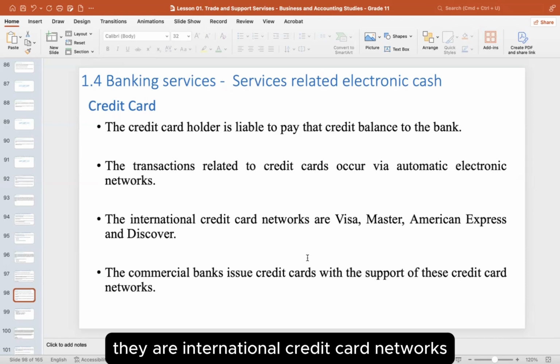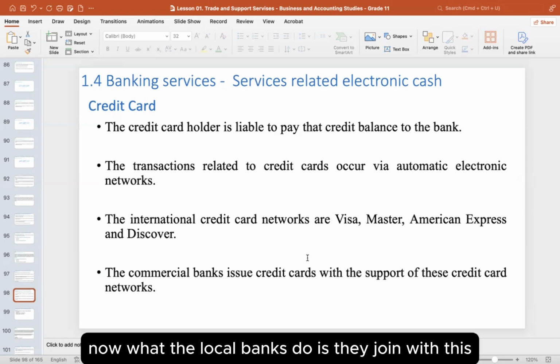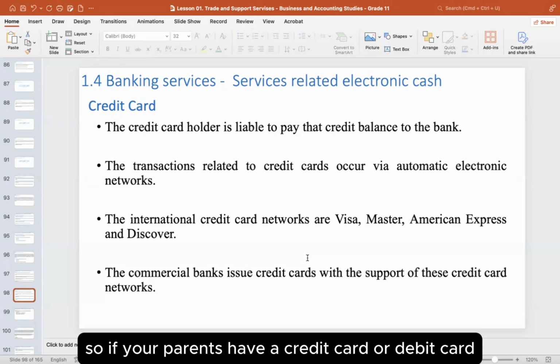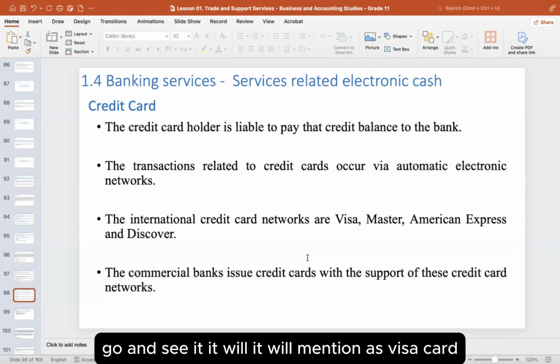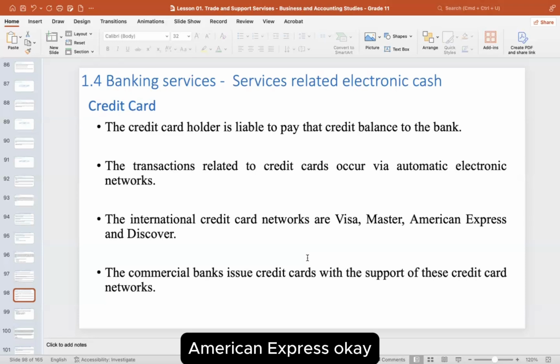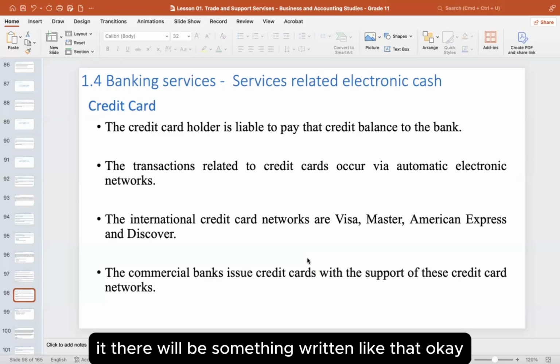There are international credit card networks known as Visa, Master, American Express. What the local banks do is they join with these international credit card networks. So, if your parents have a credit card or debit card, go and see it. It will mention Visa card, or else there will be two symbols like Mastercard, American Express. There will be something written like that.